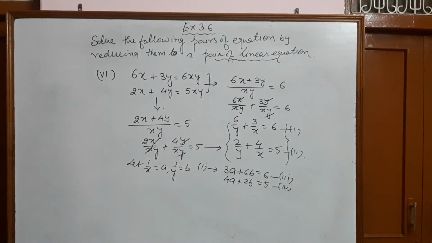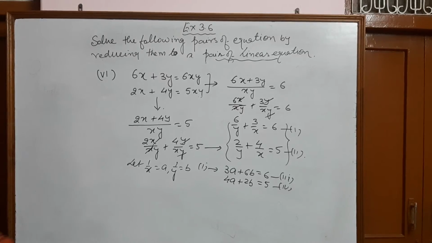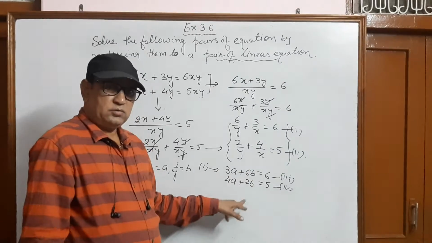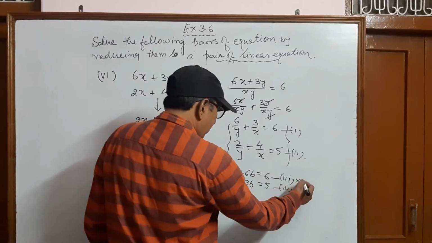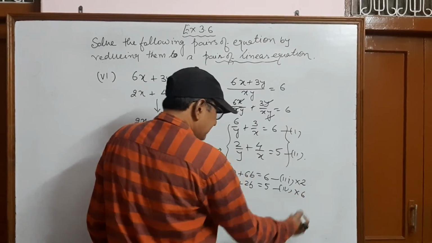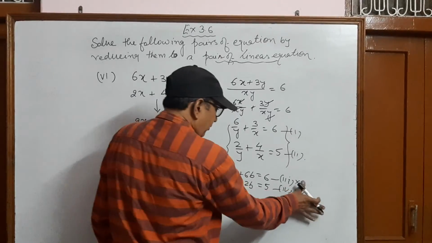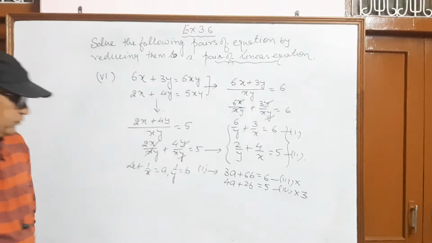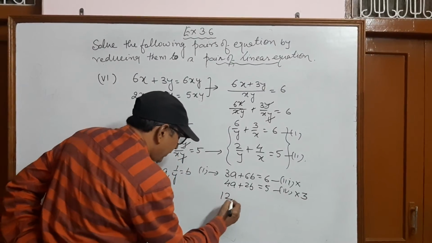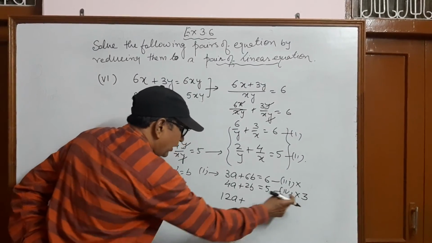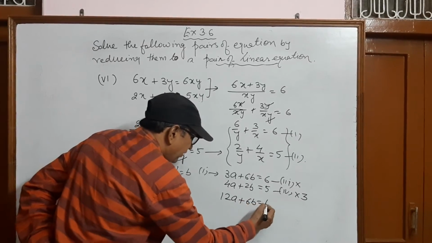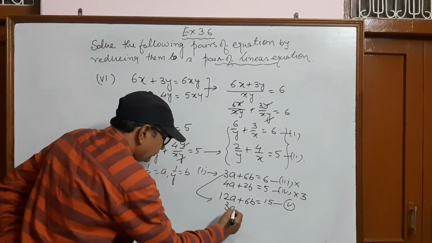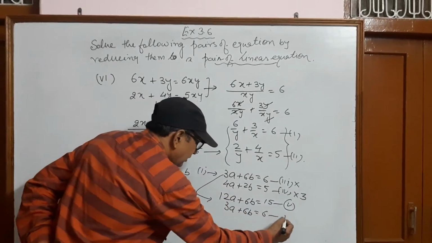Clear? Now simplify it again by the elimination method. Just interchange the coefficients 12 and 6, or simply multiply the second equation by 3. So it becomes 4 times 3 is 12a, 2 times 3 is 6b, and 5 times 3 is 15. Fifth equation. And the third equation is 3a plus 6b equal to 6.